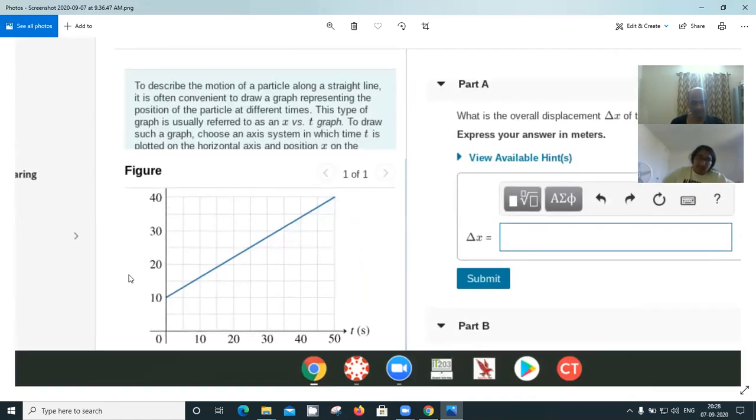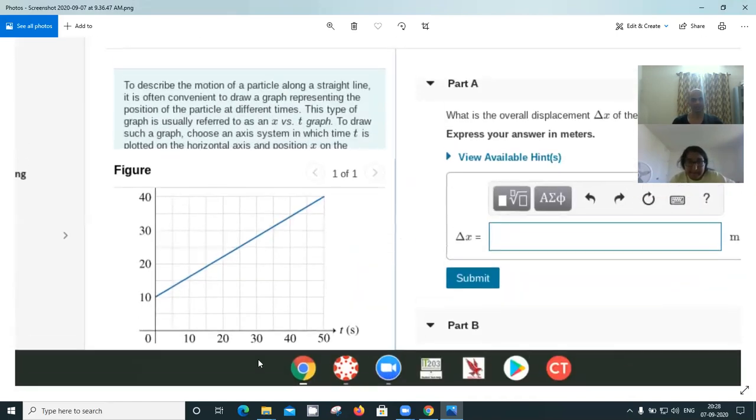So x-axis is displacement, is it? X-axis is time, y-axis is meters. Okay. So overall displacement. The final time is 50, right? So at this 50 time, the position is 40. At t equal to 0, the position is 10, not displacement. Position is 40 at 50. Position is 10 at 0. So the displacement is the change in position, that is 40 minus 10. That is plus 30.